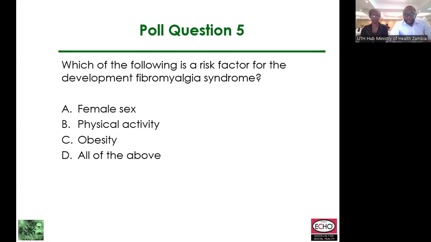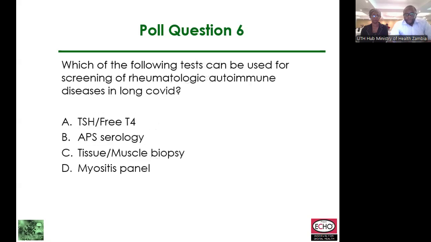Okay. And it reads, which of the following tests can be used for screening of rheumatologic autoimmune diseases in long COVID? A, TSH with free T4, B, APS serology, C, tissue or muscle biopsy, D, a myositis panel.